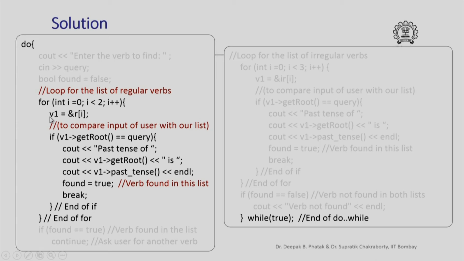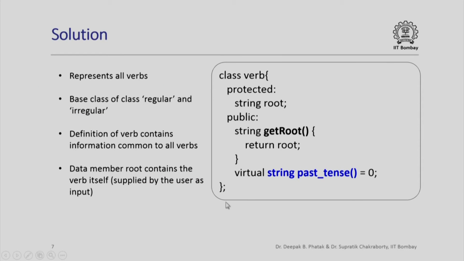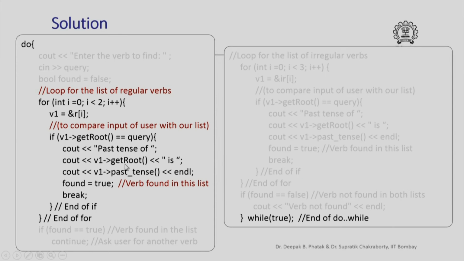But remember also that the base class verb was an abstract class. If you go back here and see, you will notice that the base class verb had a pure virtual method, therefore it is an abstract class, and therefore whenever I make a call v1 arrow something, it is actually going to find out what is the actual object to which v1 is pointing and invoke the appropriate method from that derived class.